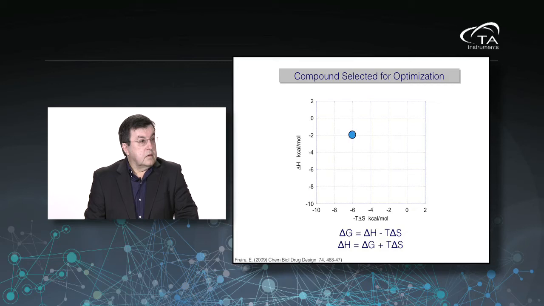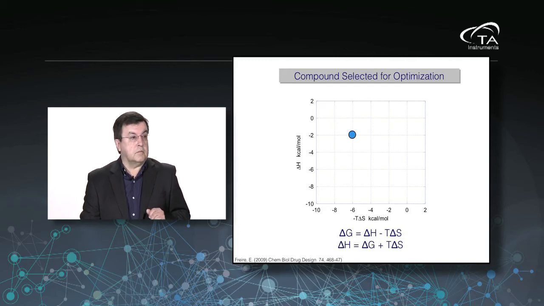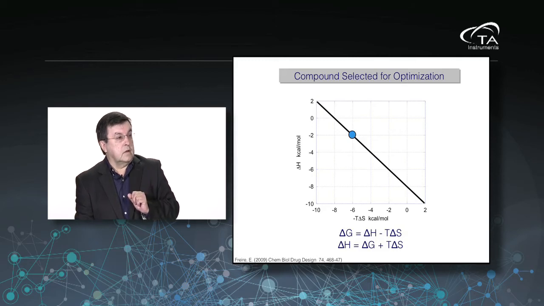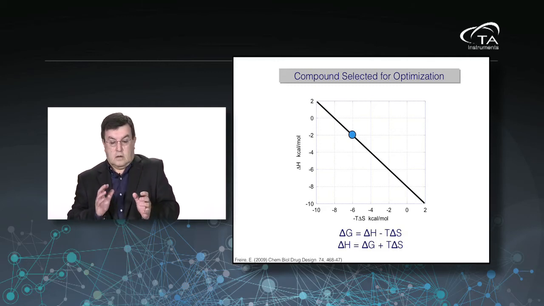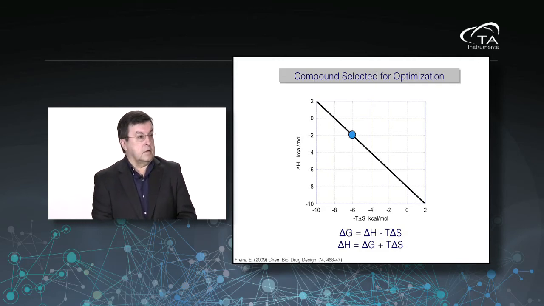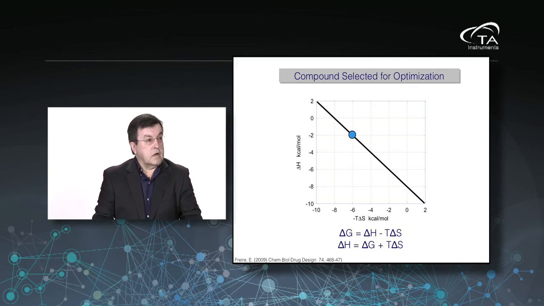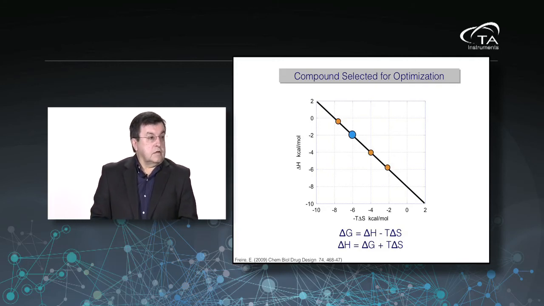In that graph, we place the coordinates, enthalpy and entropy, of the compound that has been selected for optimization. And then we trace a line with slope 1. And that curve is going to stay. We are not going to fit, not going to do anything. So obviously, the chemists, the medicinal chemists, the organic chemists will synthesize analogs of the compound that has been selected, and those analogs will be measured again by ITC, and their coordinate placed in the same graph.